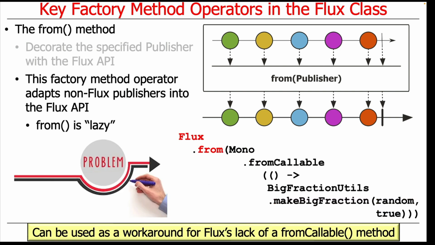You can use this particular pattern here, this little technique, as a workaround for Flux's lack of a fromCallable method. For some reason it escapes me, there's a fromCallable method in RxJava's Observable and Flowable. There is no fromCallable method in Flux. I don't know why, but if you need the fromCallable semantics, you can use this little idiom here.